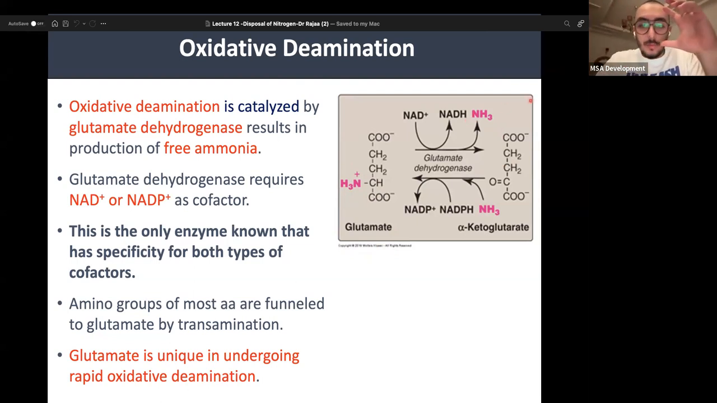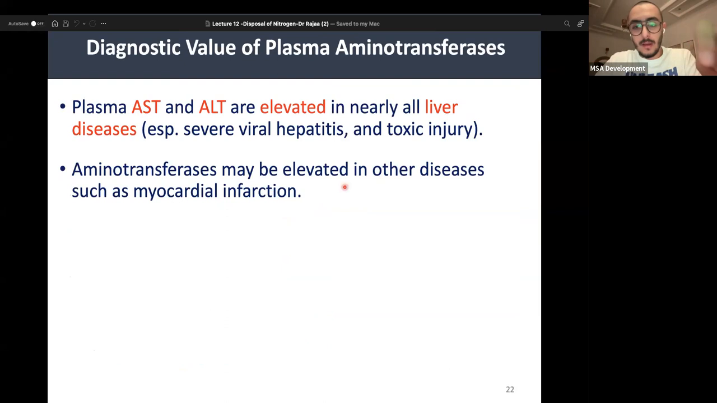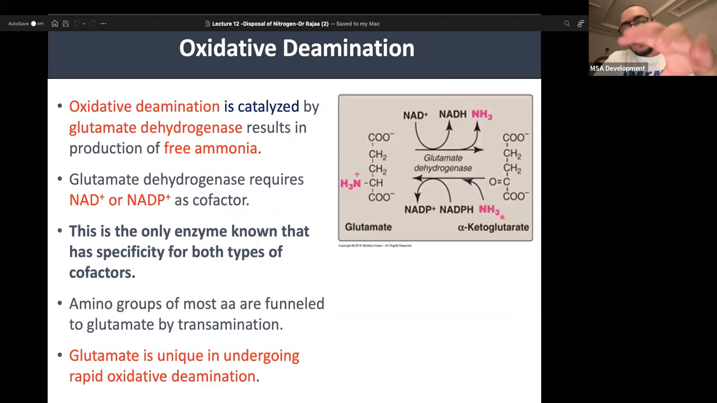Taking the amino group from glutamate, where did we get glutamate from? We get it from the transamination. And giving this ammonium to the urea cycle. It is catalyzed by which enzyme? Glutamate dehydrogenase. This is basically oxidative deamination.